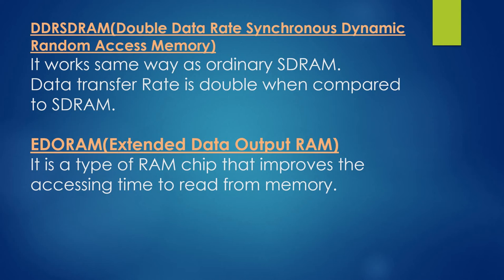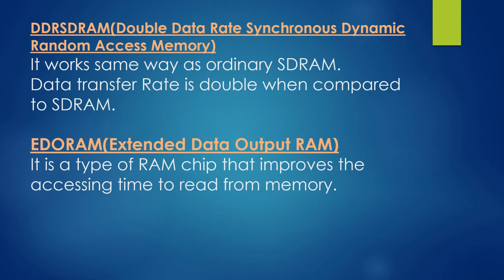That is, RAM classifications are DRAM. DRAM is dynamic random access memory. Next, SRAM. SRAM is static random access memory. Next, SDRAM, synchronous dynamic random access memory. Next, DDR SDRAM. DDR SDRAM is double data rate SDRAM. EDO RAM is extended data output RAM. In DRAM, there is a refreshing circuit. In DRAM, refreshing is required to store the data.